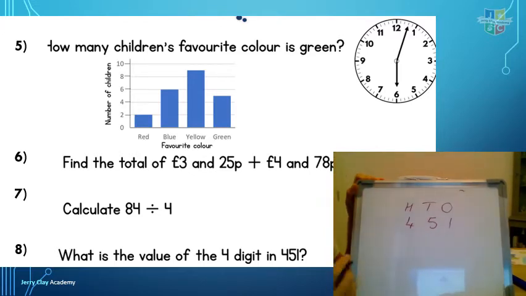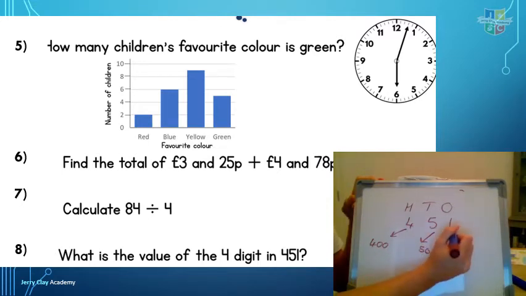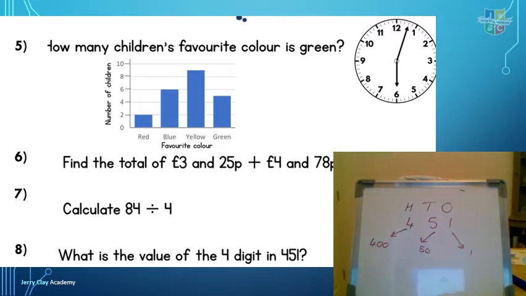Finally, for number 8, the 4 represents 400, the 5 represents 50, and the 1 represents 1. So well done if you got all of those correct.